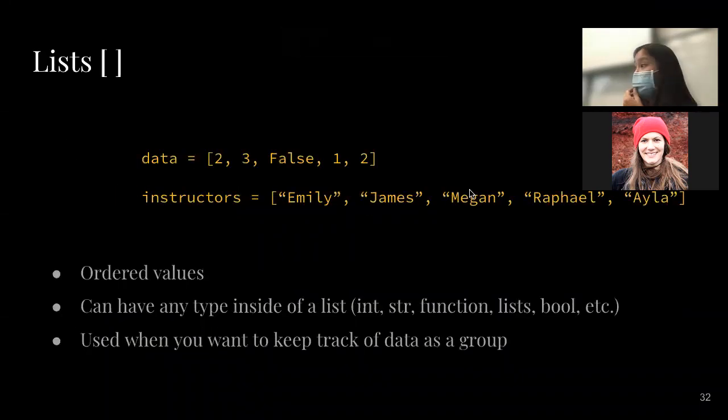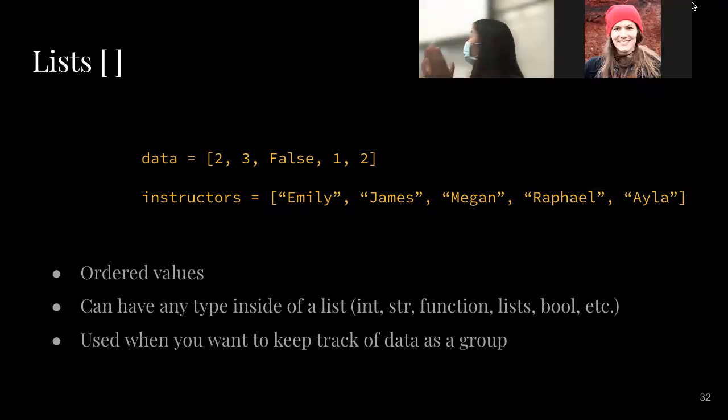Okay, and so moving on to what we want to go more in depth for today, we already learned a lot about lists and dictionaries, but we're just going to go more in depth on these and how you would actually use them. And so we've already seen before that lists are represented by these brackets, and you can have some data inside. The data can be any type, so you can have strings inside, numbers inside, you can have other lists inside, and even functions. And these are basically used when you want to keep track of data as a group.